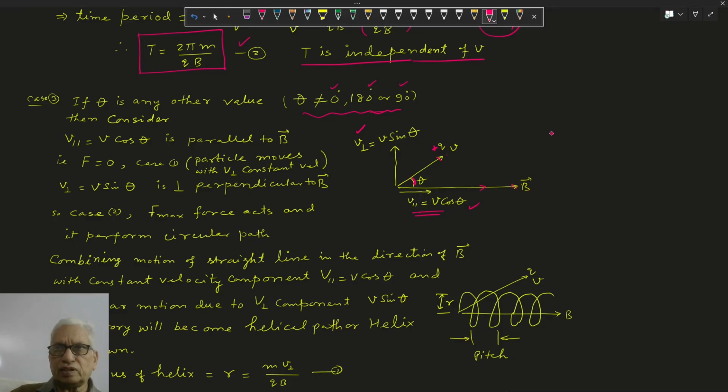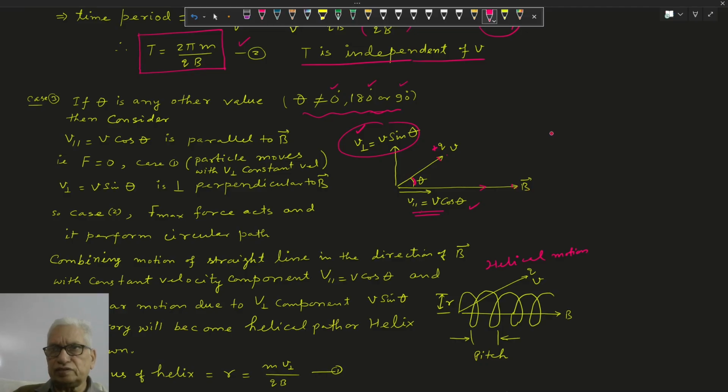Now the perpendicular component, because of 90 degree, it is moving in a circular path as we have seen in case 2. So if we combine both the motions, because of the v cos theta component moving in a straight line, and because of this perpendicular component v sin theta, it is in circular motion. We combine these two motions, we find this is the helical motion, or helix. This shape, helix or helical motion, will be there.